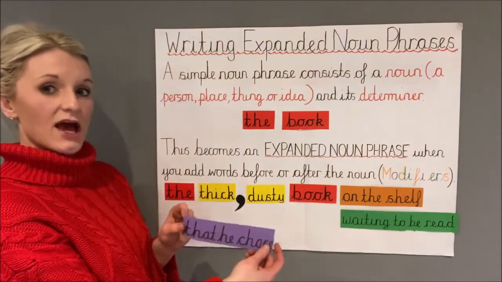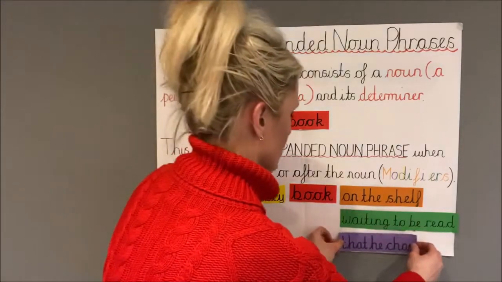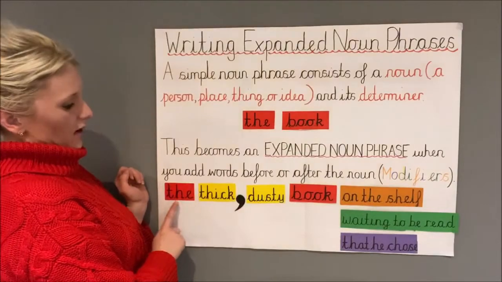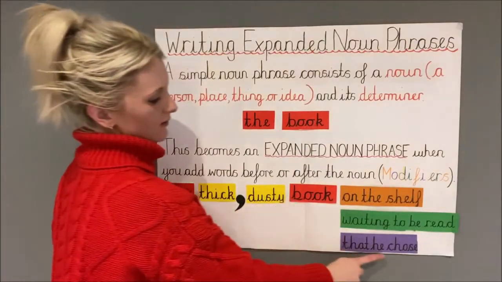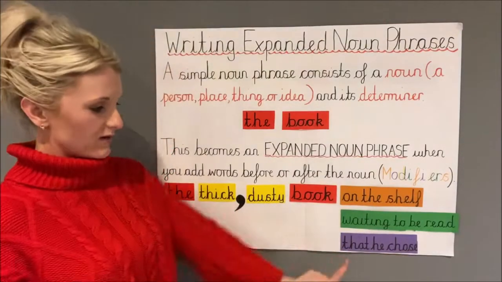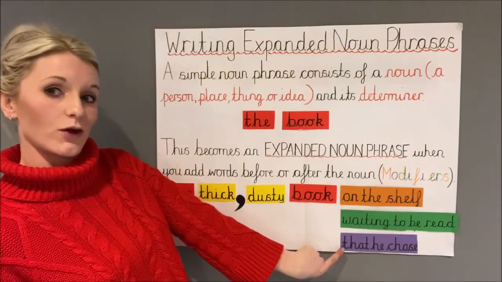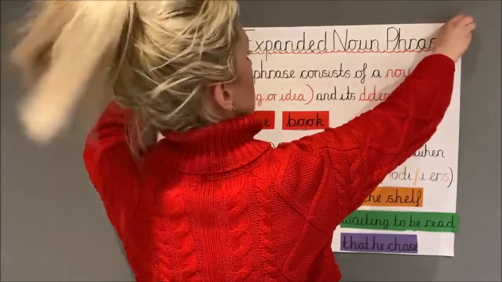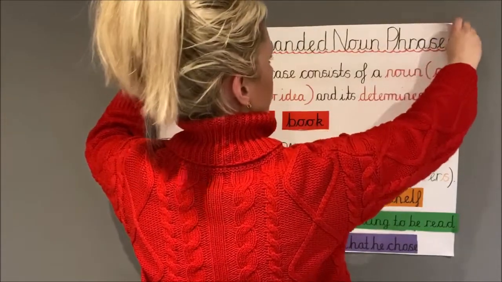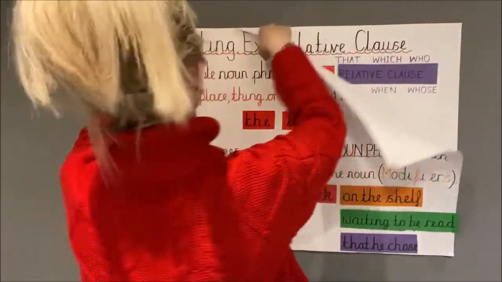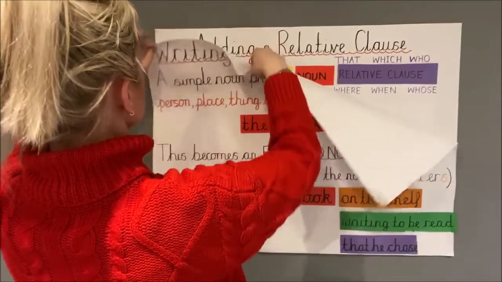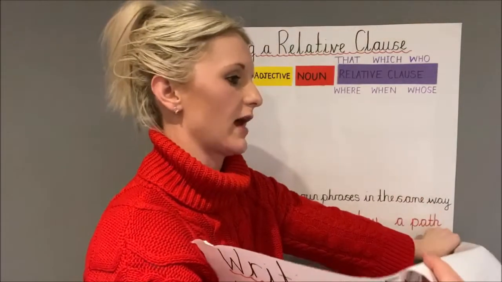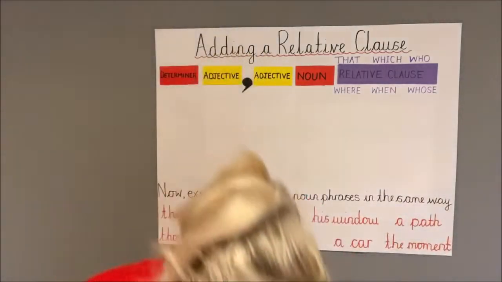We could add a relative clause at the end of our expanded noun phrase. So then it would read something like the thick, dusty book that he chose. And this is the one that we're going to be focusing on today. So I'm just going to peel this bit off without taking off half of my wall with it. And we can have a look at what we are doing today.